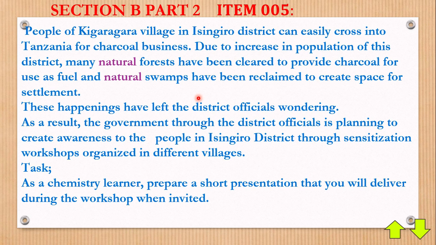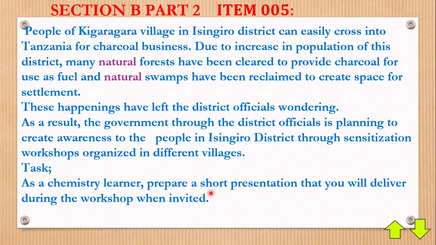What you must know here is that any workshop carried out is for the goodness of the community. A workshop comes with the problems associated with the activity being carried out and how we can better solve them. In fact, how do the problems affect the people and how can we solve them? That's what we deal with in section B part 2. The task: as a chemistry learner, prepare a short presentation that you will deliver during the workshop when invited.